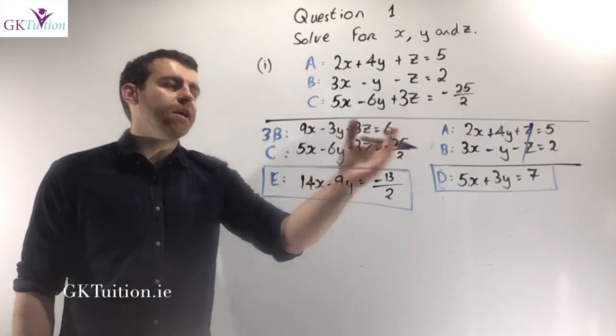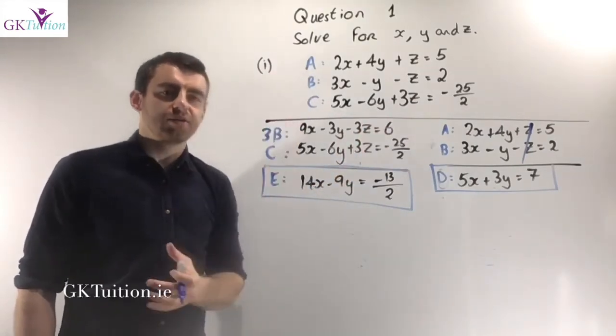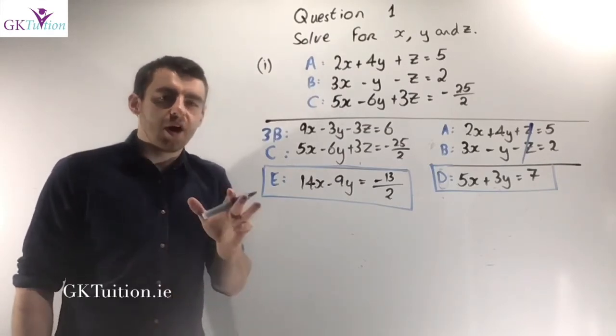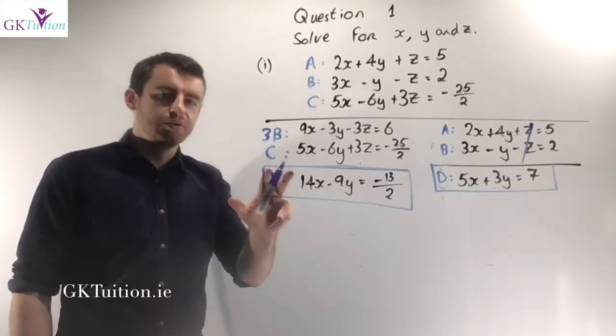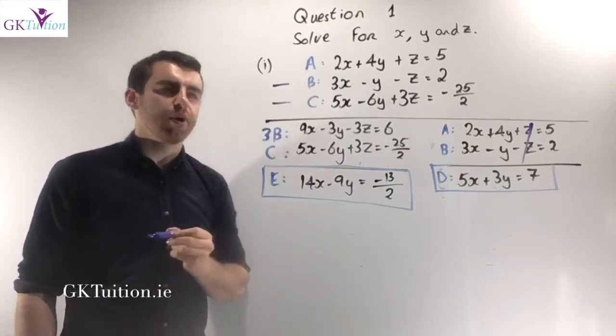So since I've taken A and B already, I now need to take A and C, or else B and C. It doesn't matter which one. There are 3 different combinations I could use. I only need to use 2 of them. What I've decided to do is to take the second equation and the third equation.